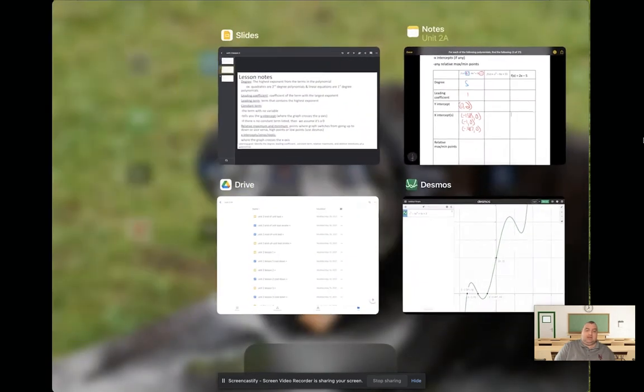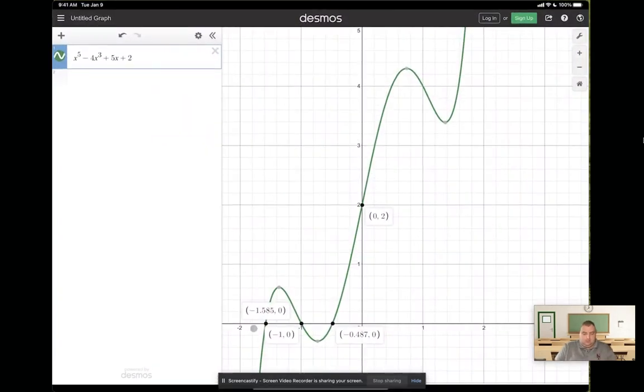So those are my x-intercepts. And then for relative max and min points, I'm going to look at where there are high points and low points in the graph. Well, for maximum points, there's one up here, and I see a high point up here. Okay? So those are going to be my relative maximum and minimum points.